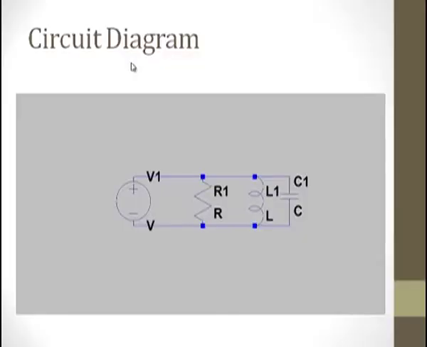This is the next part of this experiment. Next, a circuit diagram is to be constructed to study this parallel LCR circuit. First, a voltage source is taken. Here the voltage source can be a 10 volt voltage source. Then a sine wave is obtained as output from this voltage source with varying frequencies.